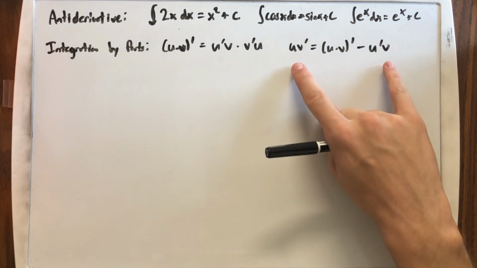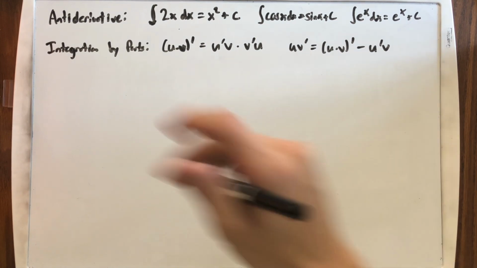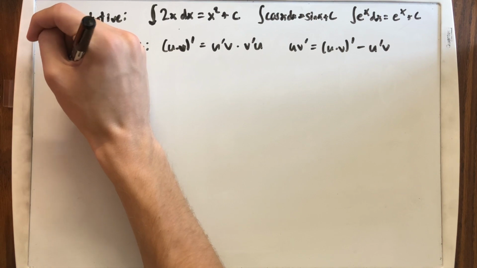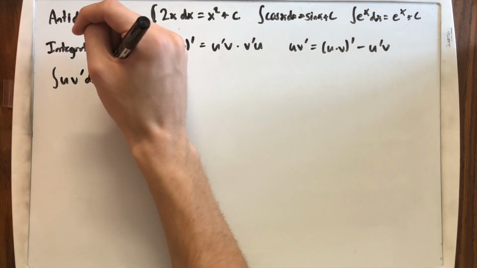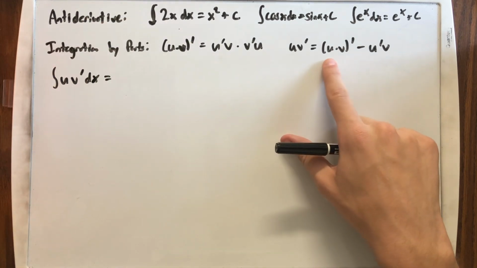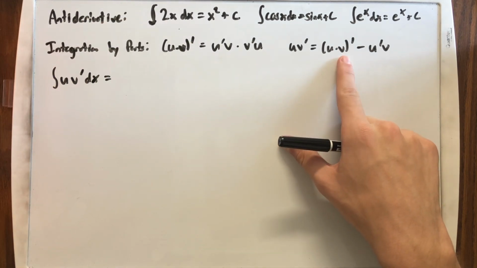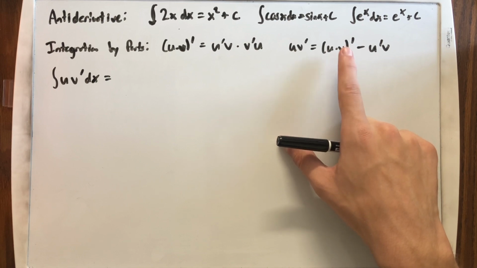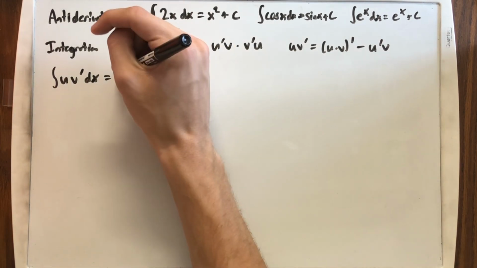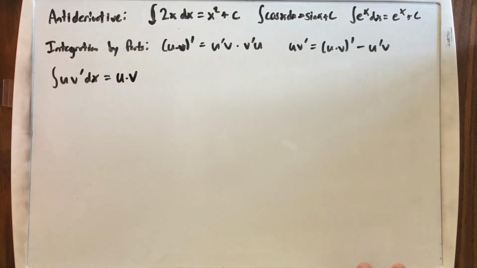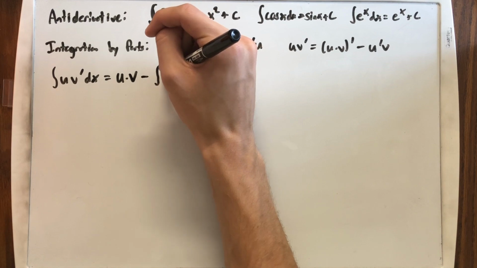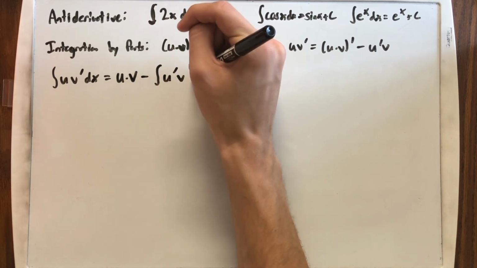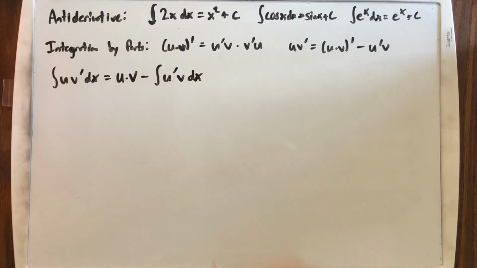Now let's integrate both sides of this. This first integral will be the integral of u v prime dx equals, since this entire thing is a derivative and we're taking the integral, we can actually just take the straight up inverse of this and leave that as u times v minus the integral of u prime v dx.